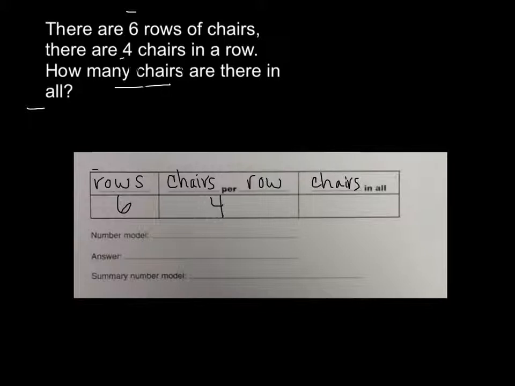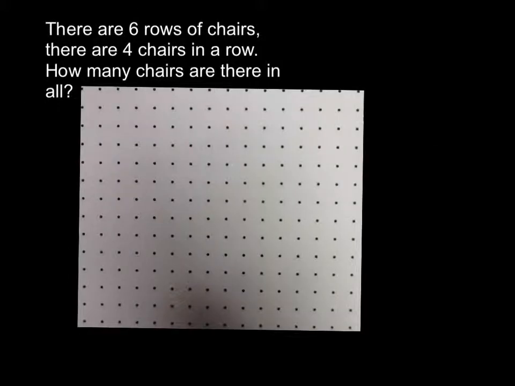And since that's a question, right now we would write a question mark. Or in fourth grade, we know we write a variable. So we want to know C for chairs in all. So our number model is 6 rows times 4 chairs equals C. What is our answer? Right, 24 chairs. And then we write a summary number model. That means our number model with our answer. 6 times 4 equals 24.